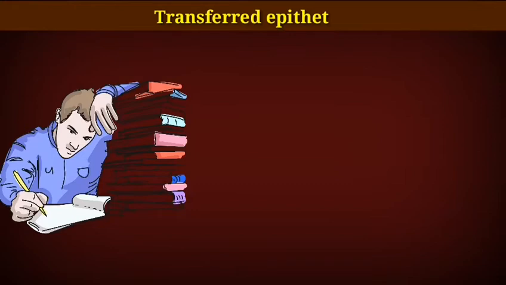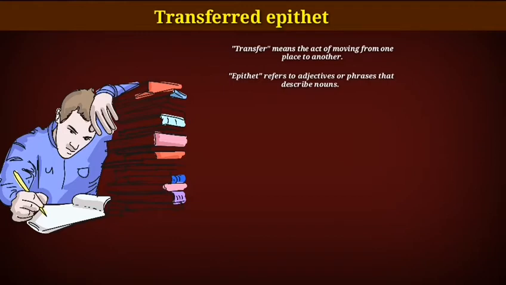Before you learn the term transferred epithet, let me analyze the term so understanding will be a piece of cake for you. The word transfer means the act of moving from one place to another. And the second word is epithet, which refers to adjectives or phrases that describe nouns. So, in simple words, when an adjective is transferred to another noun in a sentence, it is called transferred epithet.